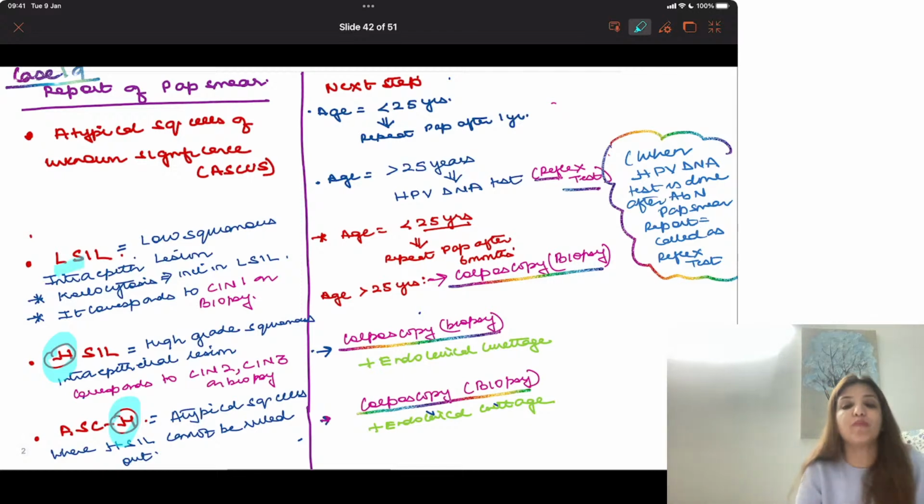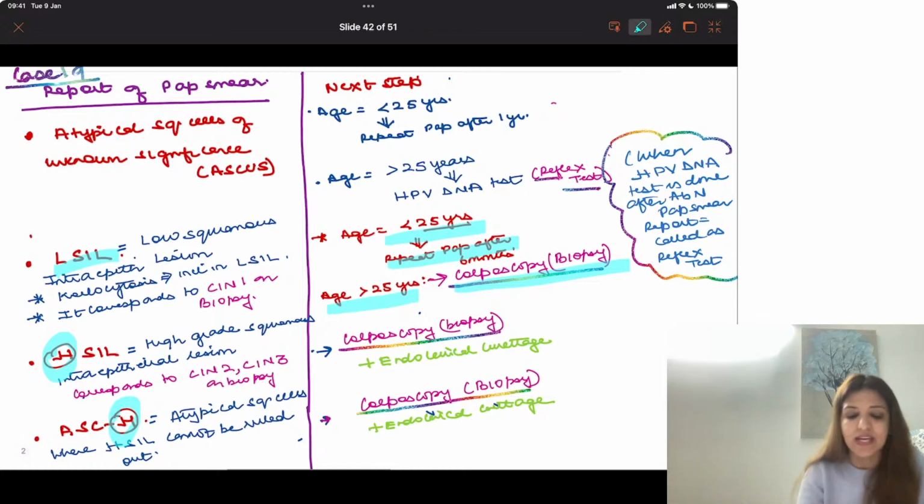Now, if your report is LSIL, see the age of the patient. If age of the patient is less than 25 years, repeat pap smear. If age of the patient is more than 25 years, go for a colposcopy or a colpo biopsy. Either in the options colposcopy will be written or colposcopic directed biopsy will be written or colpo biopsy will be written.